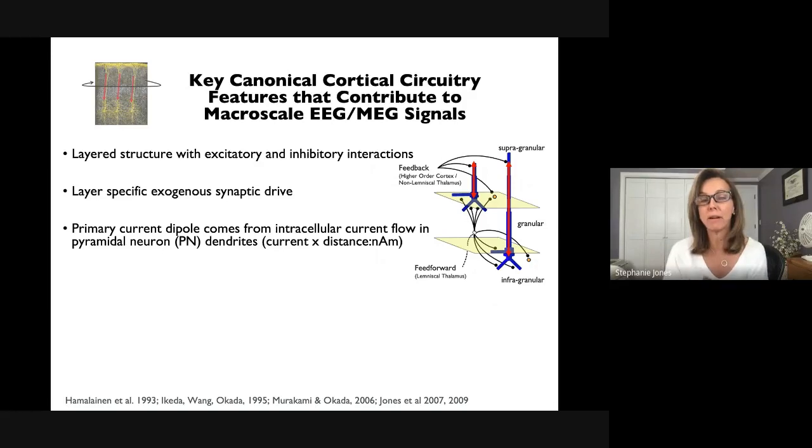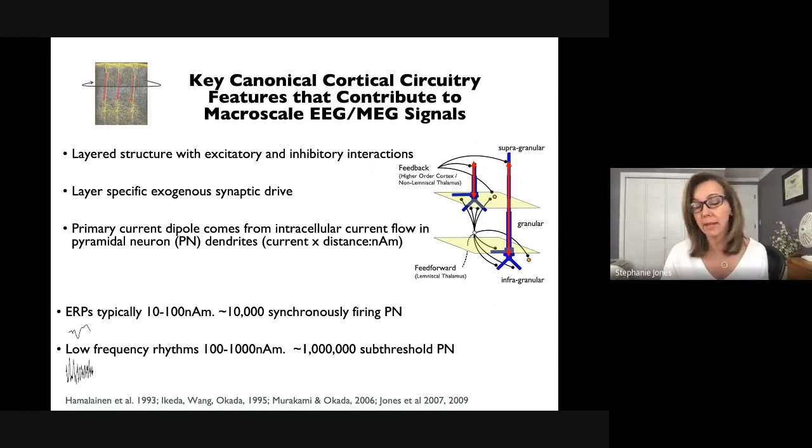Now, the primary current dipole signal, as I mentioned, comes from the intracellular current flow across all of the pyramidal neurons in the population. With this construction, the units of measure that you get out of a model are current times distance, or nanoampere meters. That is the same unit of measure that we get from our source localized signal. So with this construction, we have one-to-one correspondence between the output of our model and our source localized data. And that's proved to be a really powerful way to start to develop and test predictions on the origin of these macro scale signals.